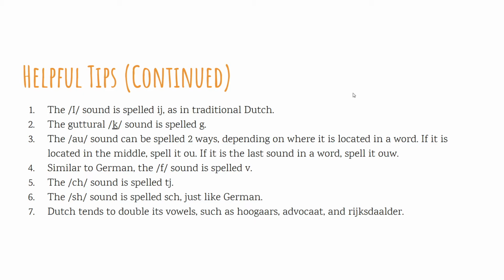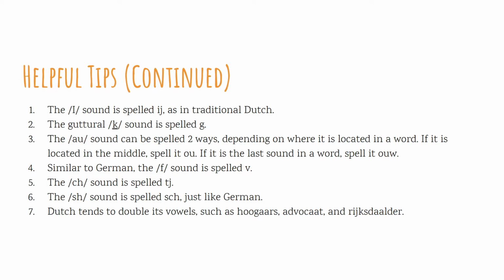Next we have the guttural K sound. The guttural K sound is spelled G. That's pretty similar to German as well. Next we have the OW sound. The OW sound can be spelled two different ways depending on where you find it in the word. If it's in the middle, it can be spelled OU, but if it's at the end of a word, spell it OUW.